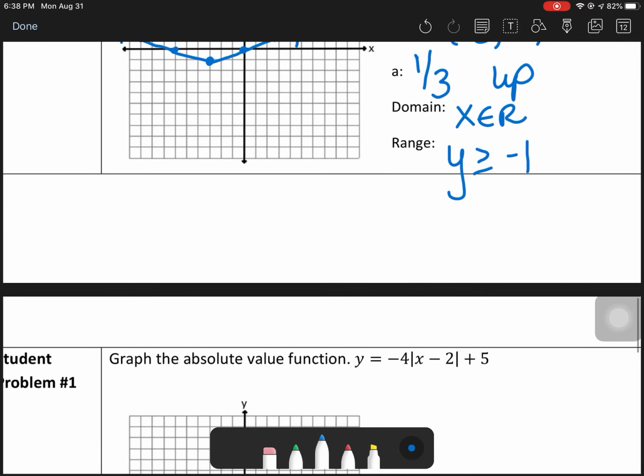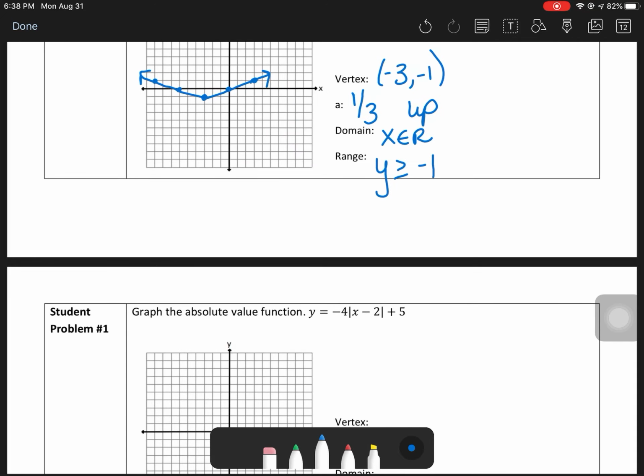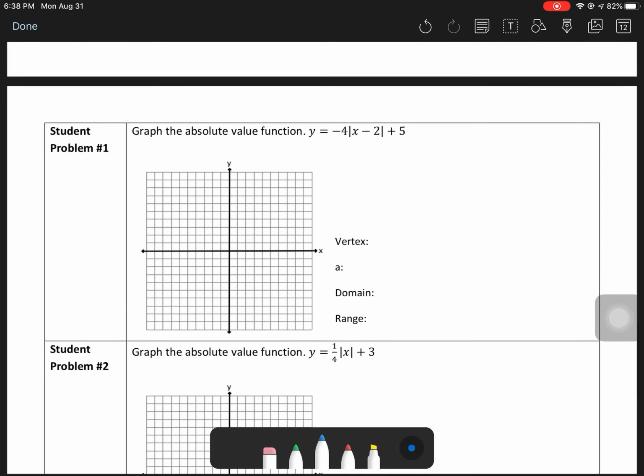Ladies and gentlemen, it is now your turn to complete problems 1, 2, and 3 on the student examples, and we will take a look at those when we return.